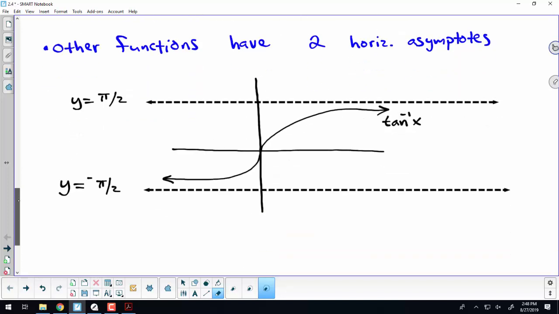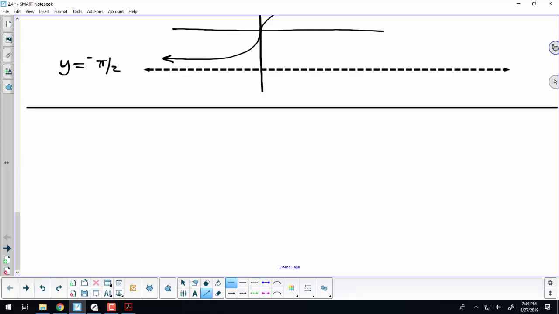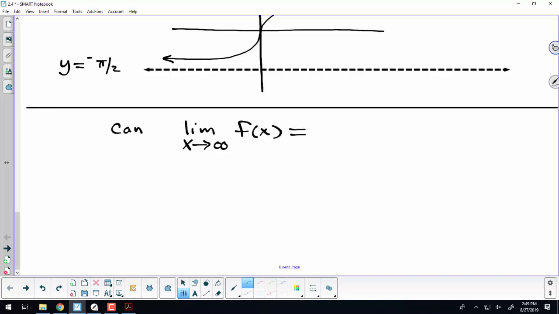Like trig functions, sine and cosine specifically? Yeah. We know tangent and all the others have vertical asymptotes. So really what we're asking is, is it ever possible for the limit as x approaches, let's say, infinity, on some function to equal, let's be more specific, infinity?